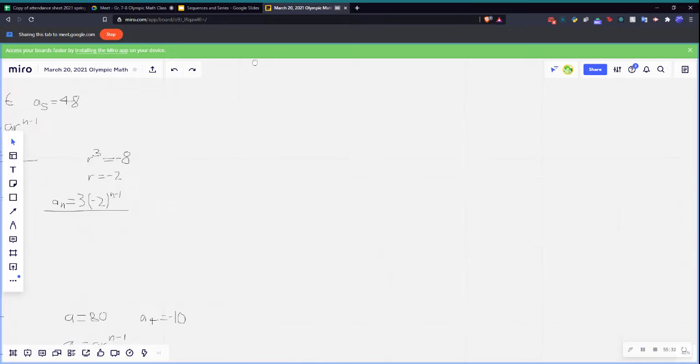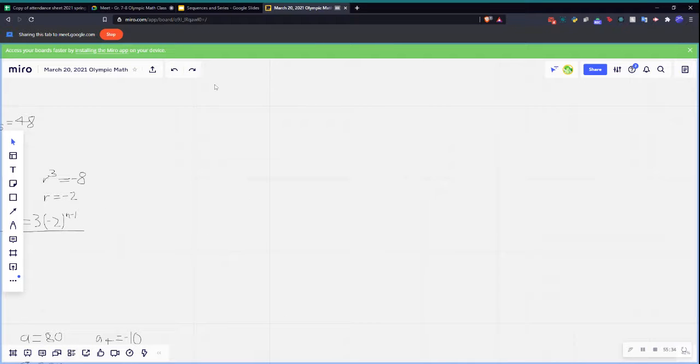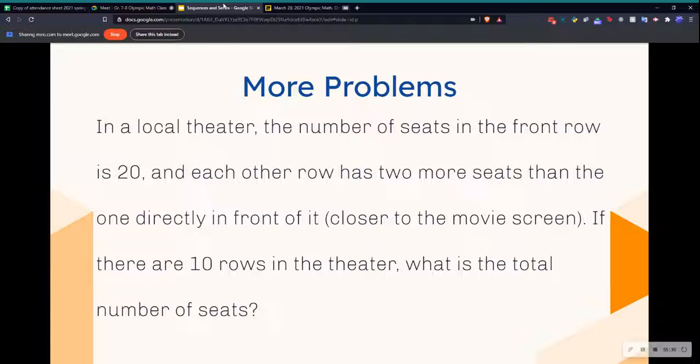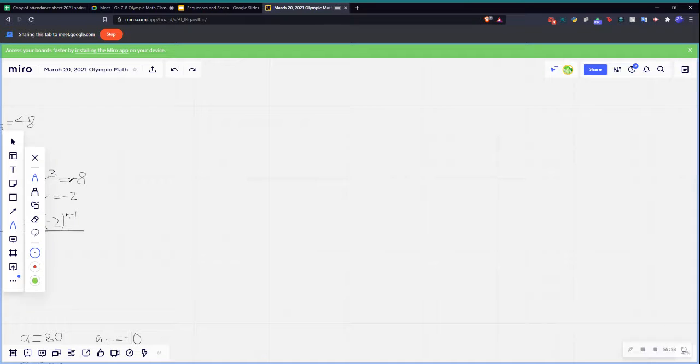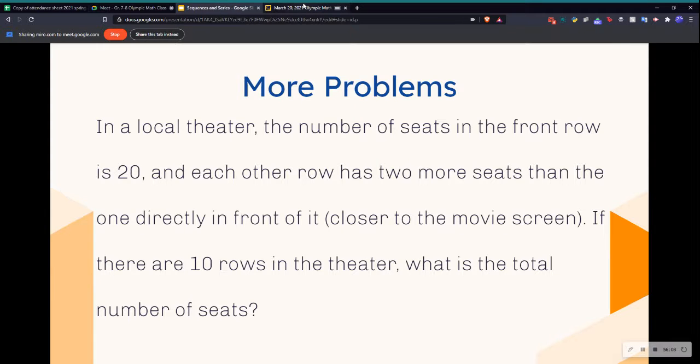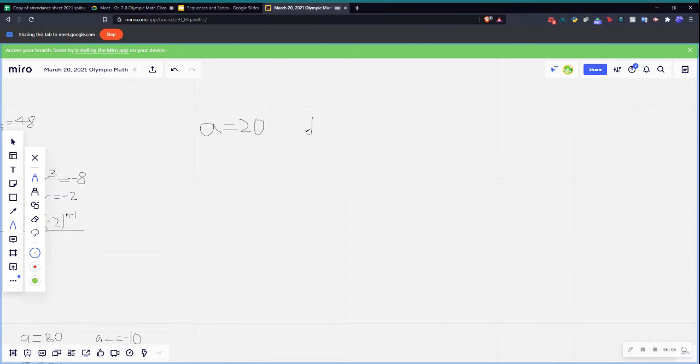So we're given that the number of seats in the first row is 20, and each row after that has 2 more seats. So let's pretend each of these rows is a term in a sequence. It's an arithmetic sequence because there's a common difference between each of the rows. All right, so we have a, the first term, so a will be equal to 20. Each row has 2 more seats than the one in front of it, so the common difference, d, is equal to 2.